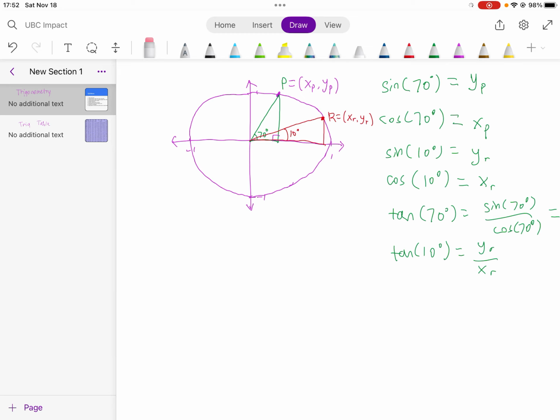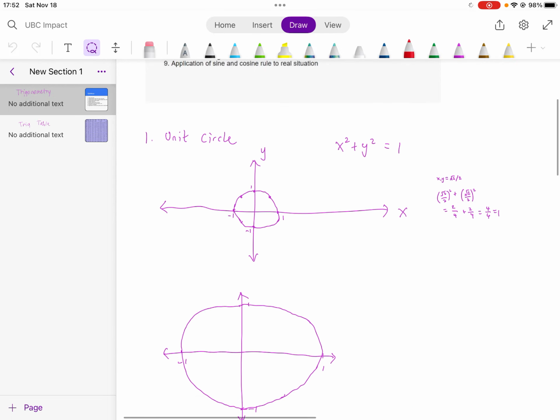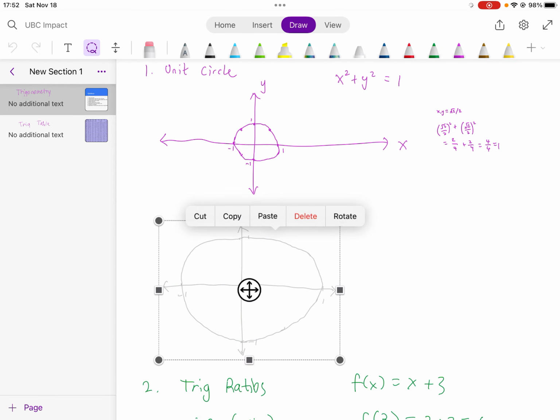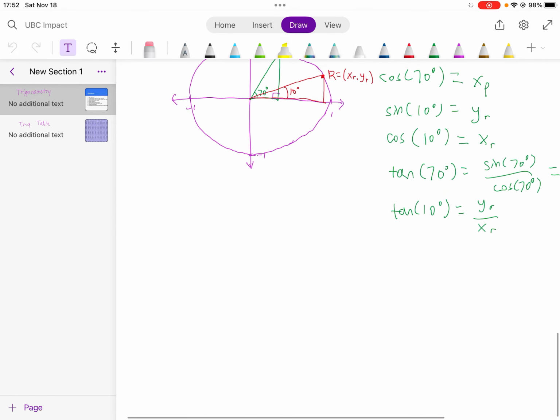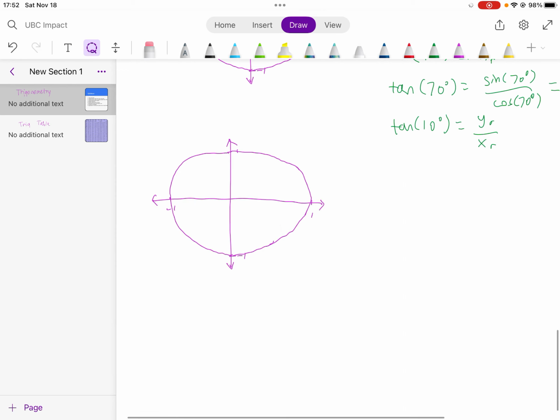So now we're going to introduce negative values. So let's take a look at some of these other quadrants. I'm going to take my trusty little unit circle and copy it right here again. Let's take a look at this quadrant right here. This is called the second quadrant. It's a quadrant where the x is negative, but the y is positive. Let's say that we take a point here.